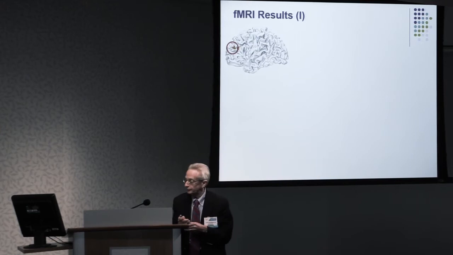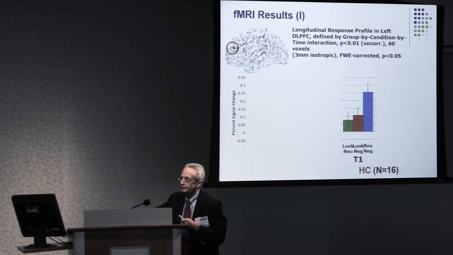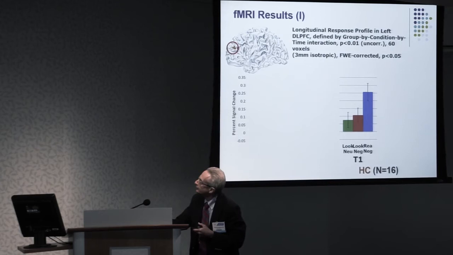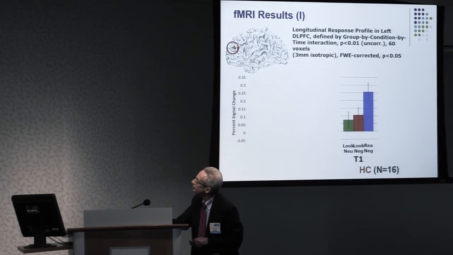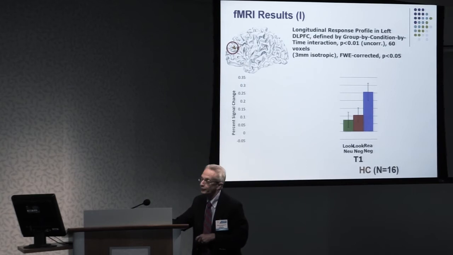And so this is what's going on in the healthy people on day one. The green bar is the activity in the dorsolateral prefrontal cortex when looking at neutral pictures. The red bar is when they're looking at the negative pictures. And the blue bar is when they're looking at the negative pictures and told to distance from the pictures. And you see that the healthy people are bringing online this region, this control region, when they're distancing.